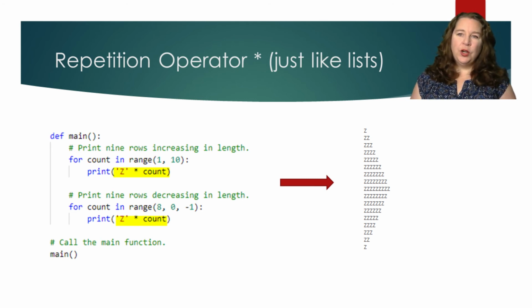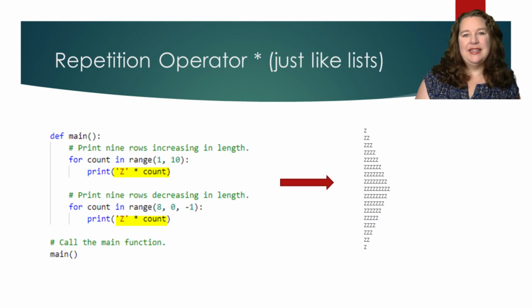So on this one, we're going to talk about our repetition operator. Again, with lists, we can do the same thing. I want to make my list of 0 numbers. I can do a repetition operator with a string. In this case, I am creating a little arrow with my z's, where I'm using a for loop to go up to 10 z's and then back down from 8 to 0 to see my different z's.